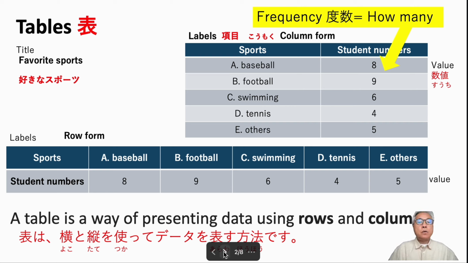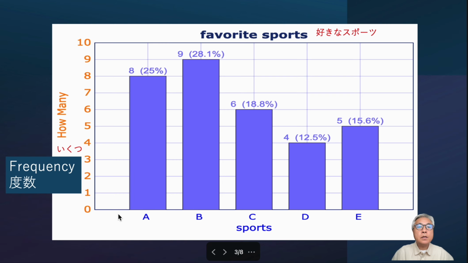Okay, so based on these tables, this is a graph. We call it a graph. We call it bar graph. 棒グラフと言います。棒グラフ。bar graph. Alright? So, this title is favorite sports. What are your favorite sports? And this is how many students.